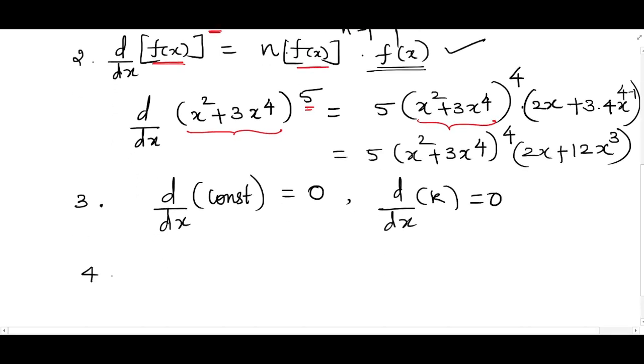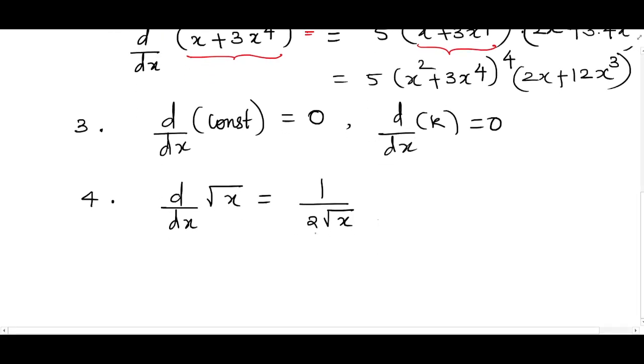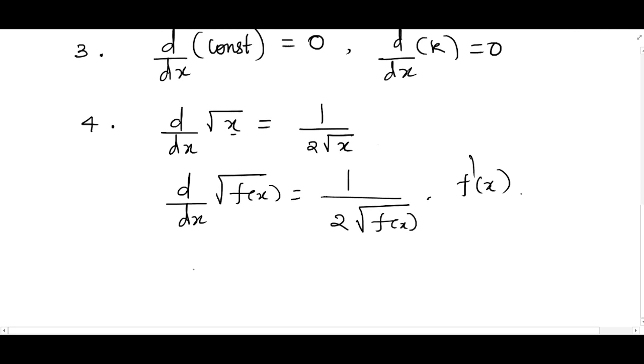So the fourth one: the derivative of root x is 1 upon 2 root x. Okay. What we have to remember, root x becomes 1 upon 2 root x, and if I take root f of x, so any function of x instead of exactly x, it becomes 1 upon 2 root f of x, again multiplied by the derivative of f of x, which is f dash of x. So here if I take d by dx of root, in place of f of x I am taking it as x square plus 2, which is a function of x.